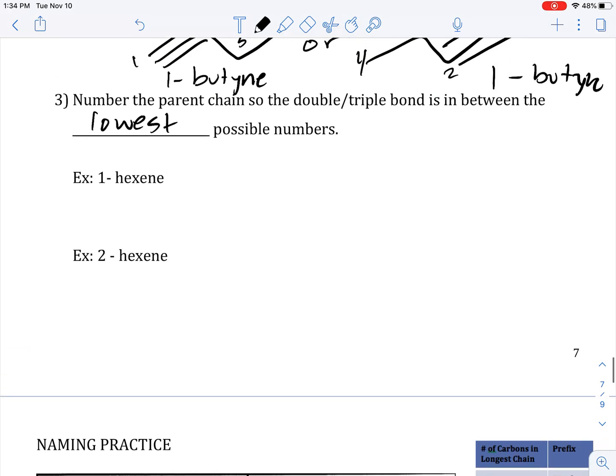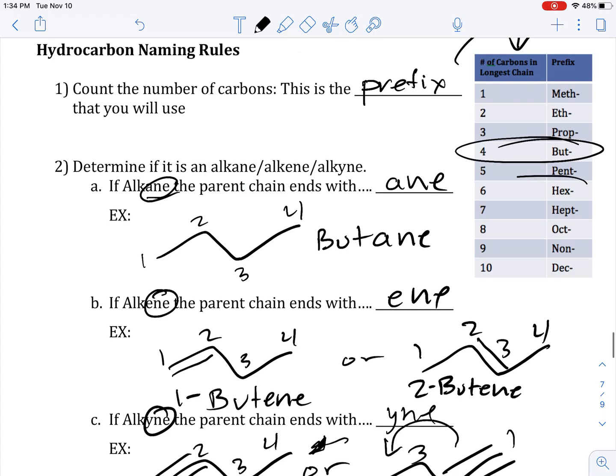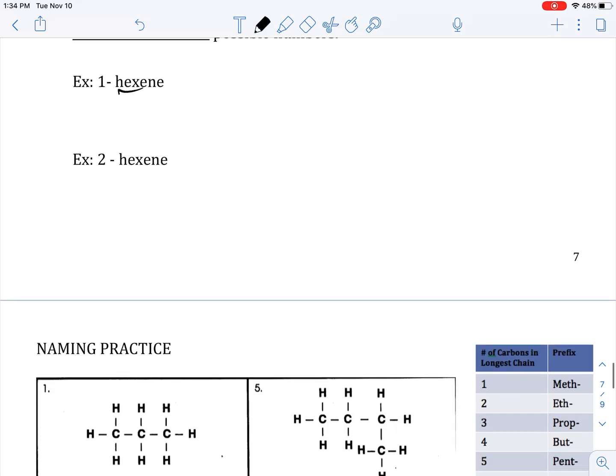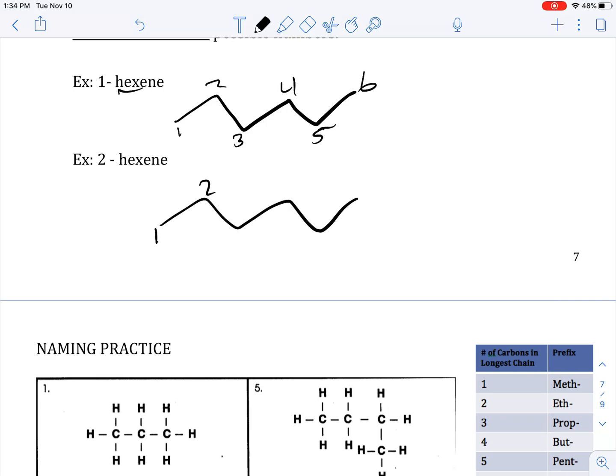Okay, so let's look at an example. There's 2 ways to draw 1 hexene. Hex means 6 carbons, so I'm going to draw 1, 2, 3, 4, 5, 6, and double check. And if it's helpful, go ahead and number the carbons every time you do it. Ene means there's a double bond. 1 tells me it's between 1 and 2. 2 tells me it's between 2 and 3. The lowest possible number is 2. The lowest possible number is 1. So that's what those would look like.